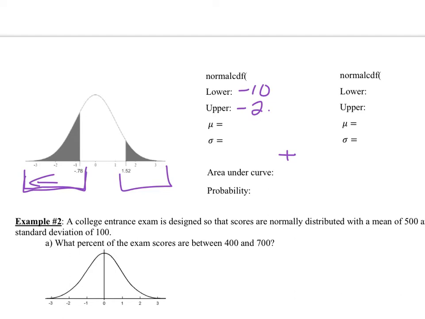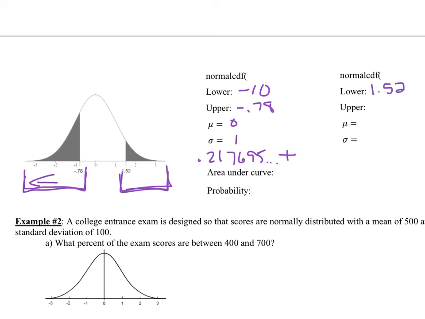Sorry, I was on the wrong one there. I was looking at the bottom. The upper bound is -0.78, and the mean and standard deviation are 0 and 1. Plug these in your calculator and you get 0.217695, etc.